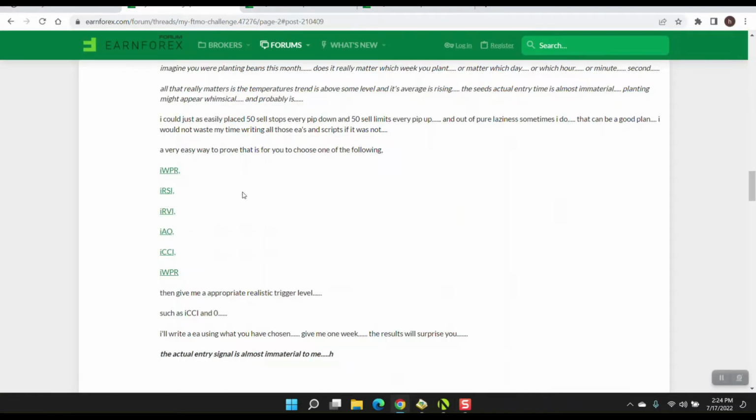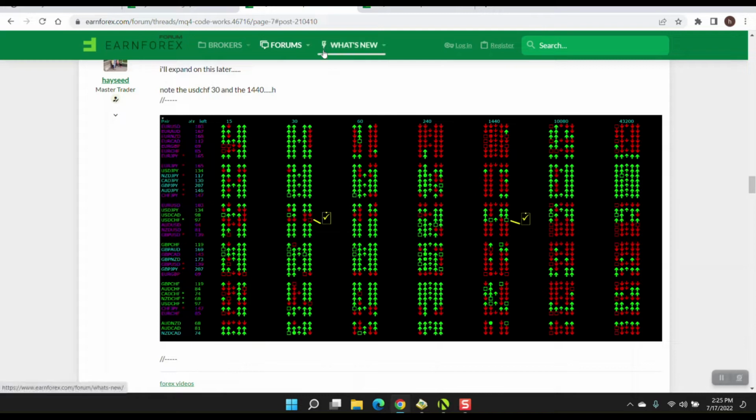So what I did was to try and explain it to him. I asked him to choose one of these three, or one of those six, or whatever. Because at some point, and I've said this many times, the actual entry signal is almost immaterial to me. I can use any or all of those. It doesn't matter. He chose the AO, and he said AO crossing the zero line, because I needed a trigger.